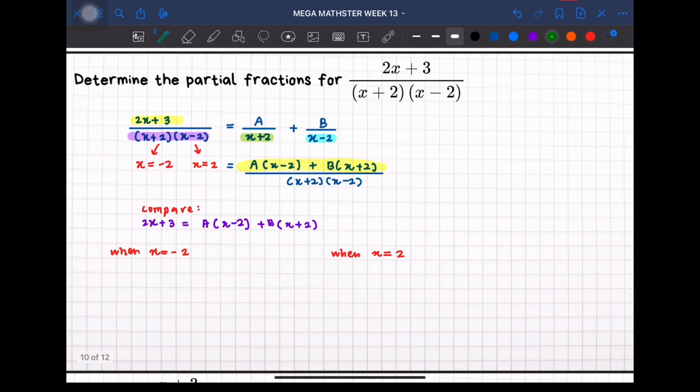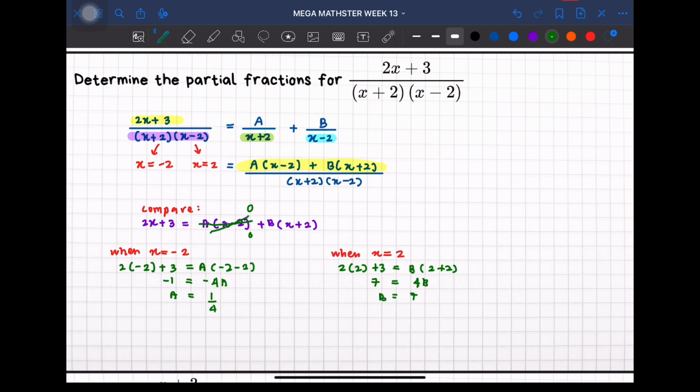For the first value, x equal to negative 2, when substituting x equal to negative 2, this will become 0, which means this whole thing will be 0. What's left for us is just 2 times negative 2 plus 3 equal to A times negative 2 minus 2. So we will have on the left hand side negative 1 and on the right hand side negative 4A, so A is equal to 1 over 4. For x equal to 2, this will become 0, so this whole thing will be 0. So we have 2 times 2 plus 3 is equal to B times 2 plus 2. Then we get 7 on the left hand side, while 4B on the right hand side. Hence, B is equal to 7 over 4.